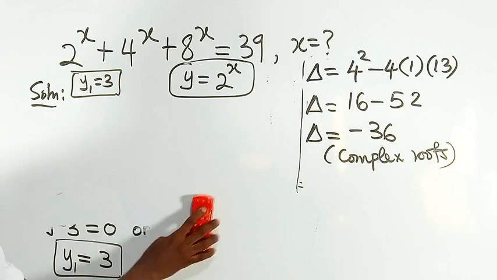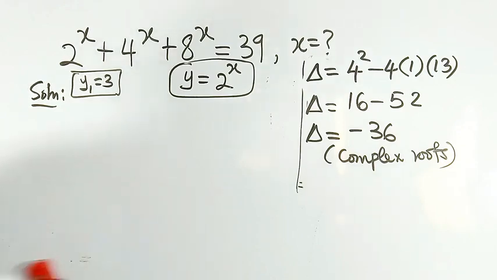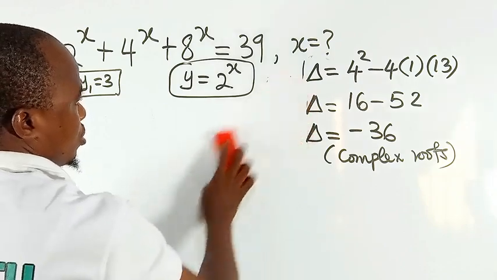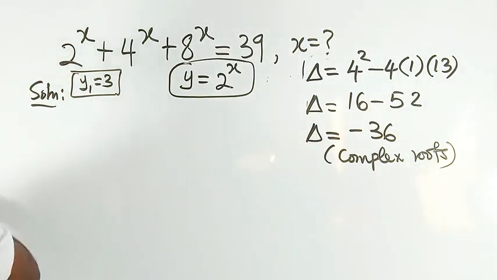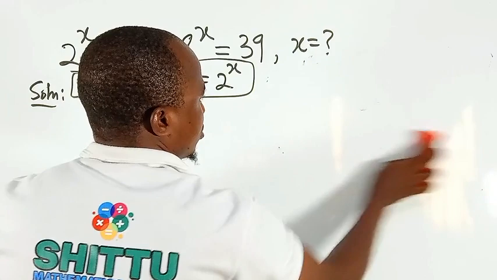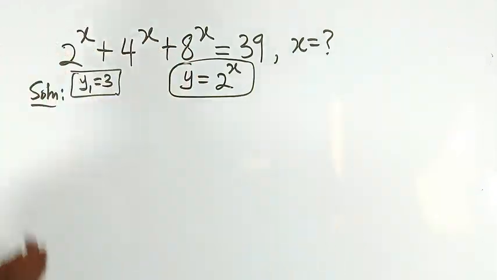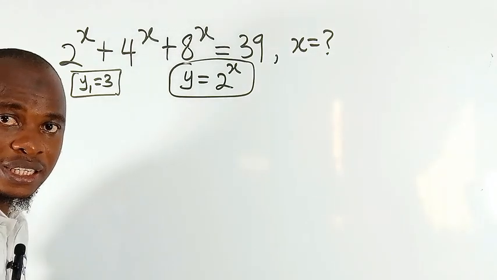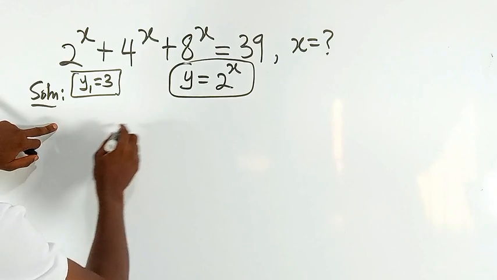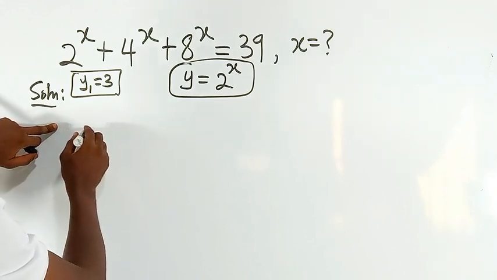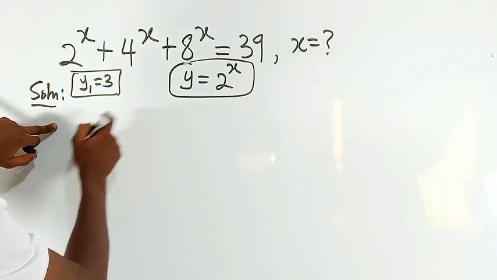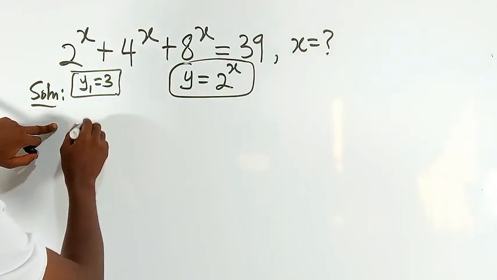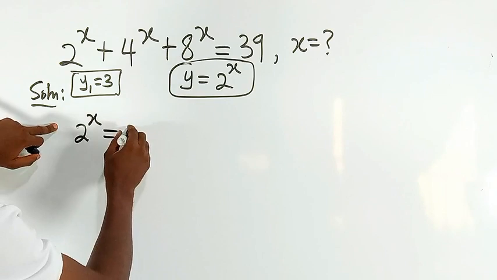Okay, so let's see what we are going to have. From here, since we have y equals 2 to the power of x, the next thing we're going to do is replace y, that is, when y is equal to 3. So we're going to have 2 to the power of x equals 3.